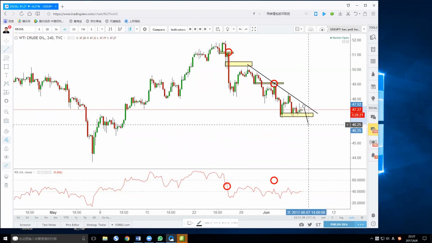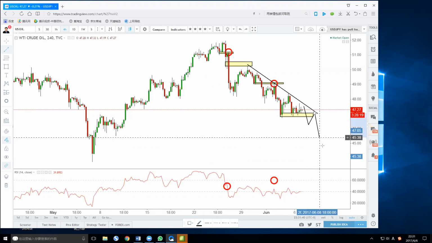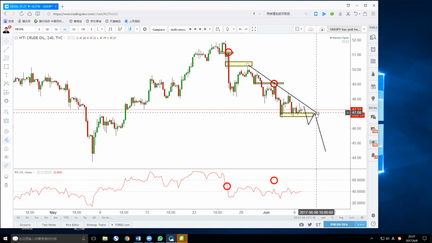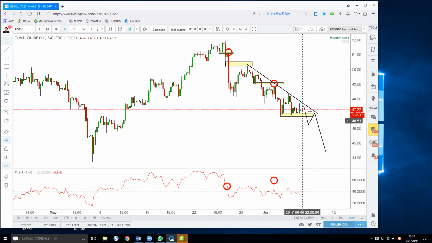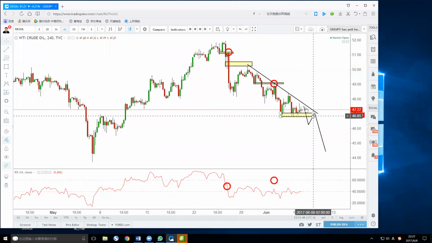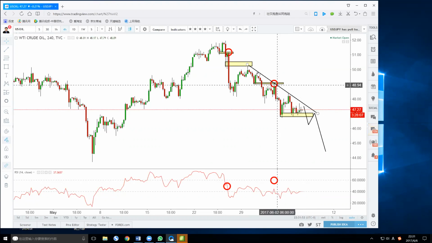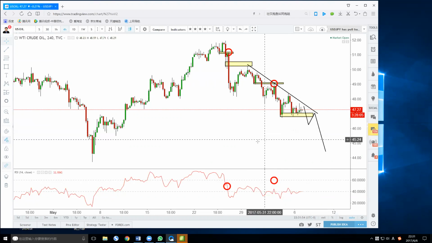If the price breaks down, find a pullback to short it again. That is a very good chance to short oil. So find a pullback to short oil if this support is violated, and the previous downtrend still remains.